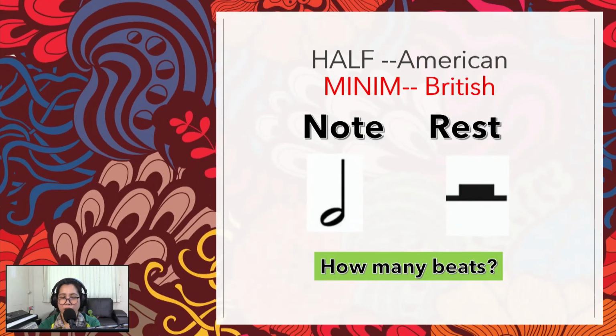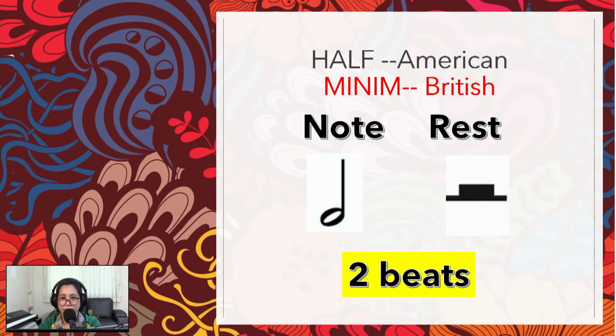Next, the half note or the half rest, minim note or minim rest, how many beats does this note and rest have? I'll be giving you 5 seconds to give your answer. 1, 2, 3, 4, 5. Answer reveal. The answer is 2 beats. Half note and minim note, half rest and minim rest get 2 beats. Please take note of that.